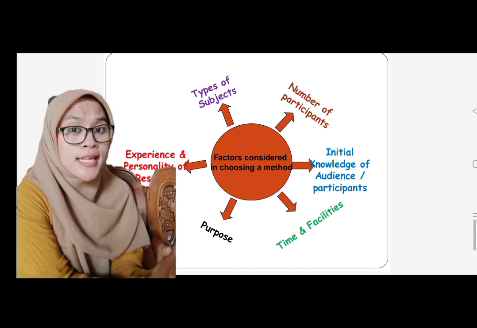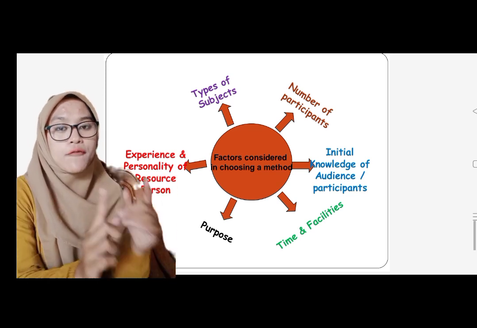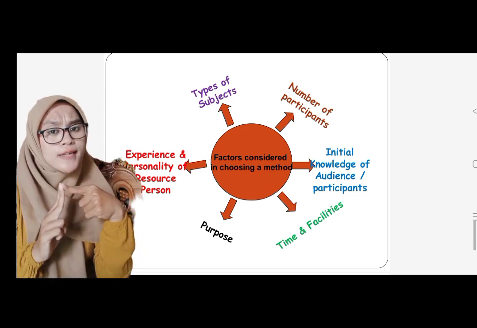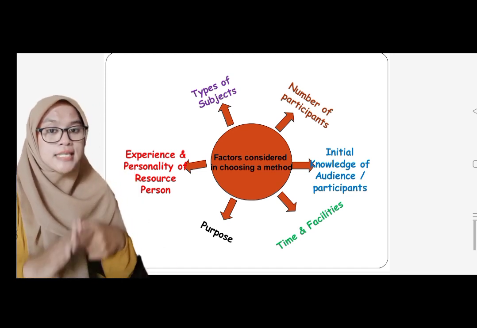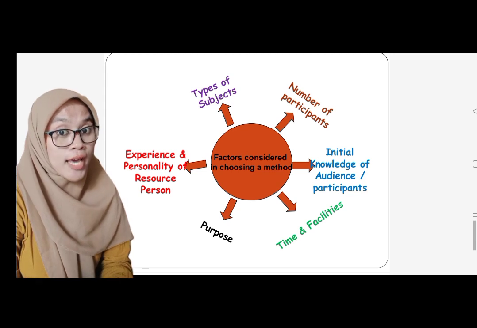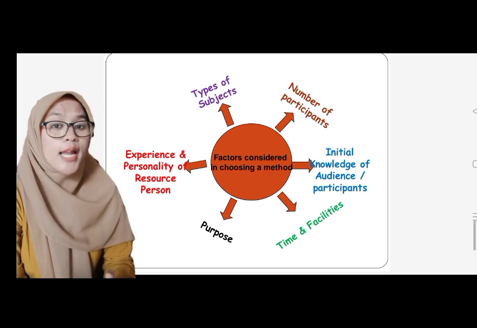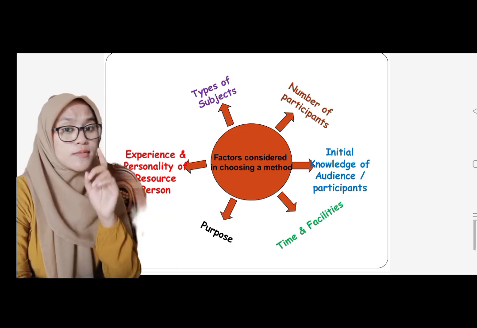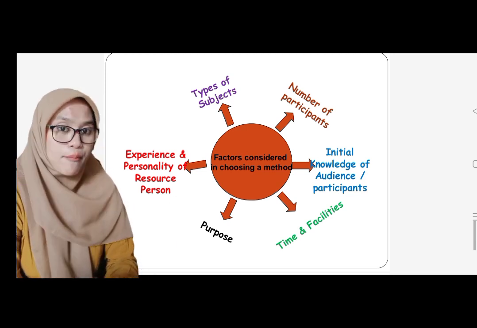Okay, there are many factors to consider in choosing a method, and there are steps. For example, for the first is the number of participants. The second is initial knowledge of the audience. The third is time and facilities. The fourth is purpose. The fifth is experience. The last is types of subject. All of these factors are very important and need to be considered in choosing a learning method. So, if you want to choose a method, please follow these steps.